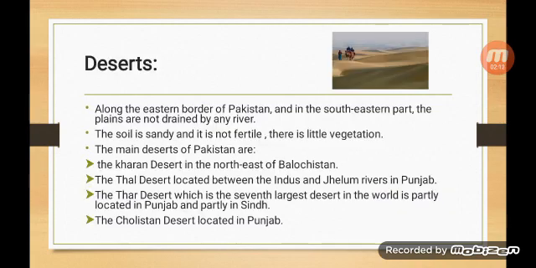Deserts. Along the eastern border of Pakistan and in the southeastern part, the plains are not drained by any river. The soil is sandy and it is not fertile. There is little vegetation. The main deserts of Pakistan are the Kharan Desert in the northeast of Balochistan, the Thal Desert located between the Indus and Jhelum rivers in Punjab. The Thar Desert, which is the seventh largest desert in the world, is partially located in Punjab and partially located in Sindh. And the last, the Cholistan Desert located in Punjab.